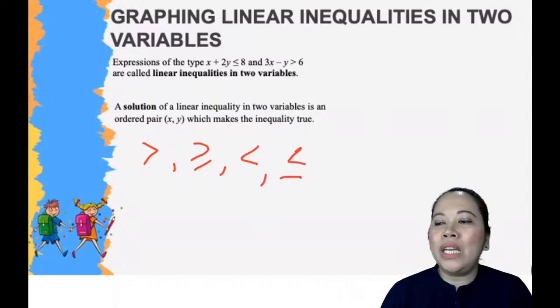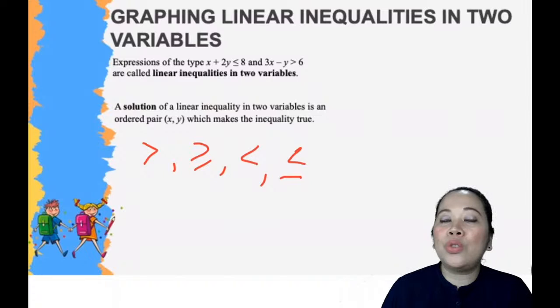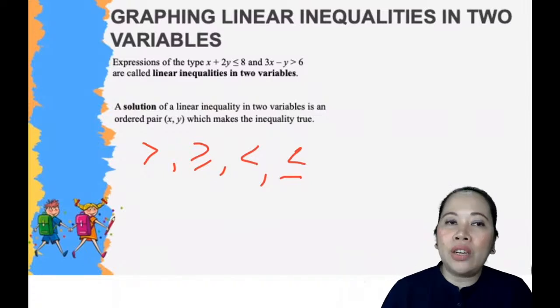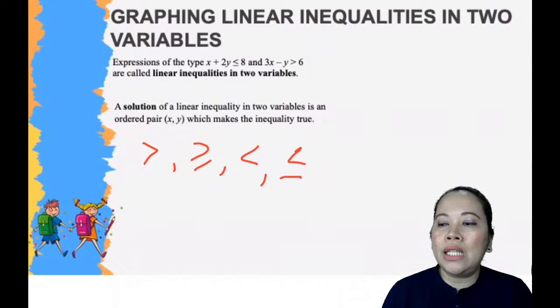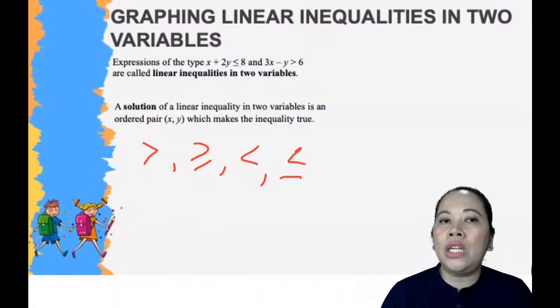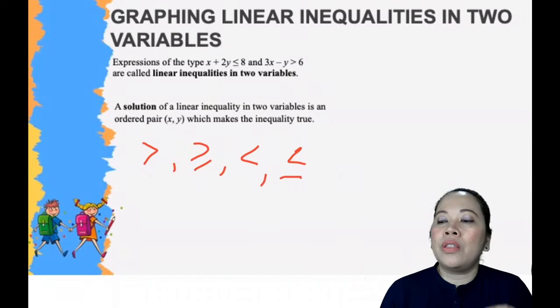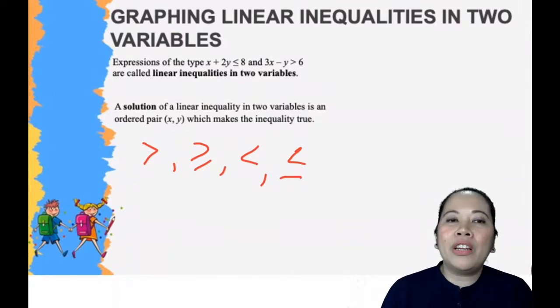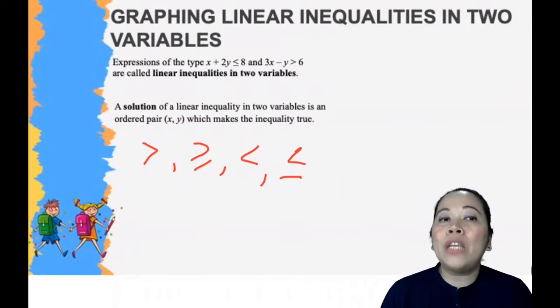When we do inequalities in two variables, please do take note that it is just the linear equation being converted to an inequality. The only difference is that in a linear equation, the solution is only one value of x and one value of y. However, for a linear inequality in two variables, the solution will be whatever makes the inequality true. That means that it's a region, so there could be more than one solution.